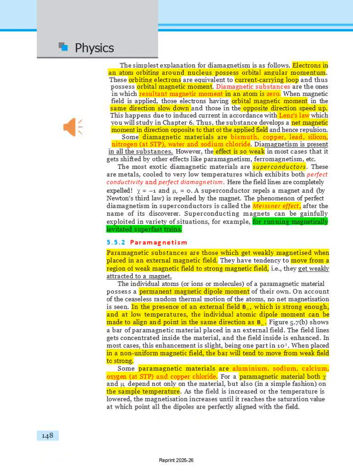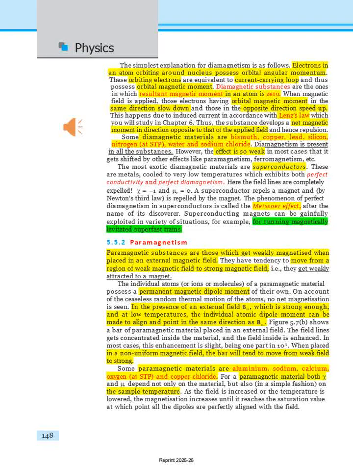Thus, the substance develops a net magnetic moment in direction opposite to that of the applied field and hence repulsion. Some diamagnetic materials are bismuth, copper, lead, silicon, nitrogen at STP, water and sodium chloride. Diamagnetism is present in all the substances. However, the effect is so weak in most cases that it gets shifted by other effects like paramagnetism, ferromagnetism, etc.